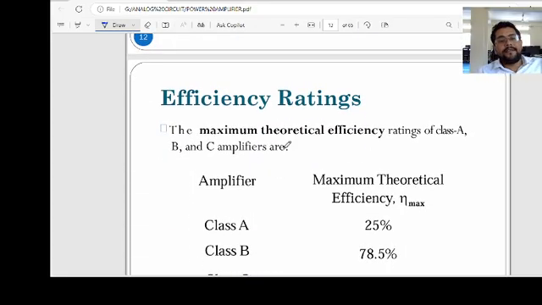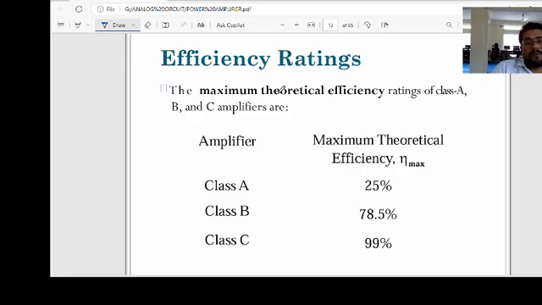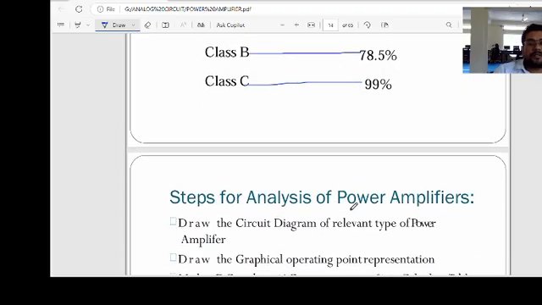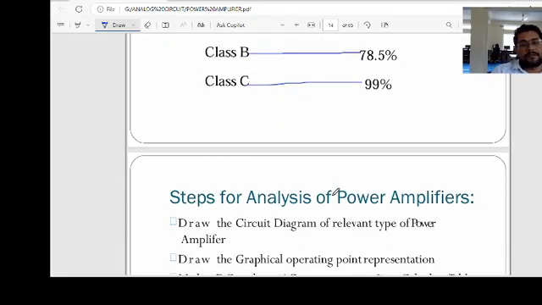Next, efficiency rating. They will ask the question: write the efficiency of class A, class B, class C. The maximum theoretical efficiency of a class A amplifier is 25%, class B is 78%, and class C is 99%. This is the theoretical value. Practically 99% is not possible, but they will ask for the theoretical efficiency of the power amplifier.